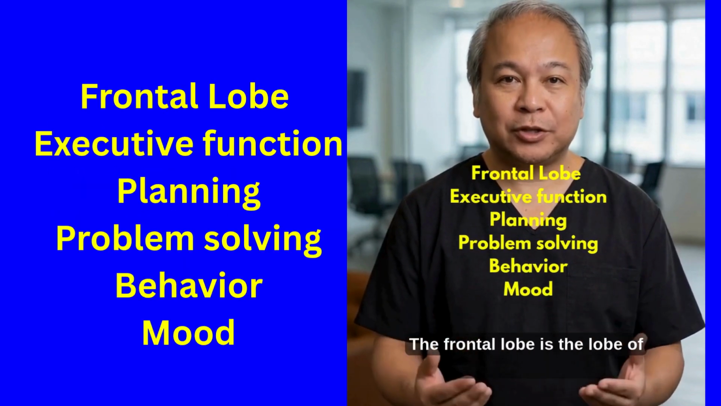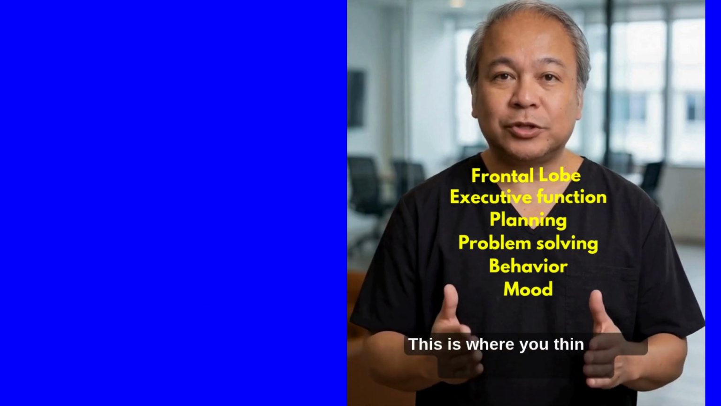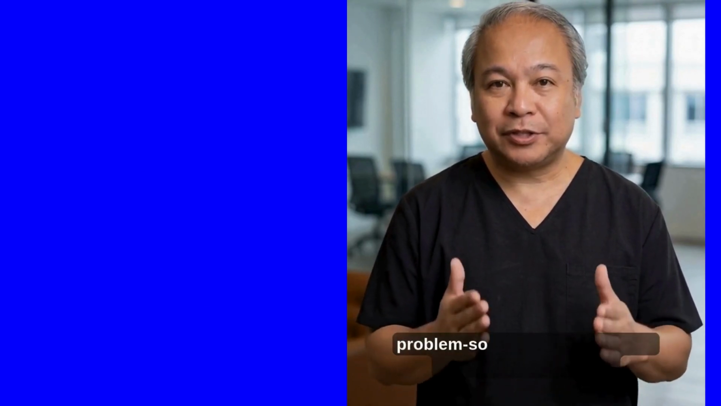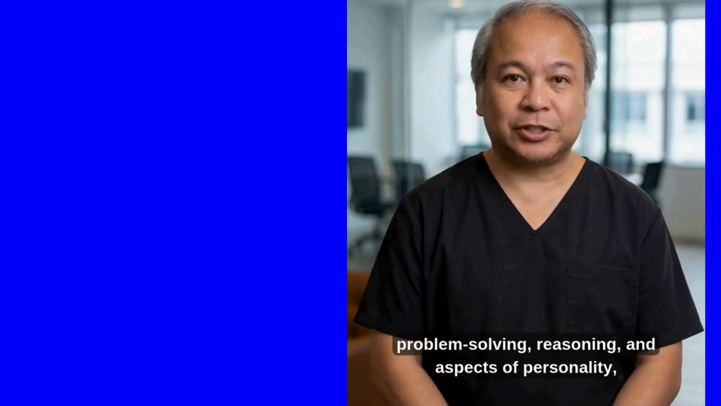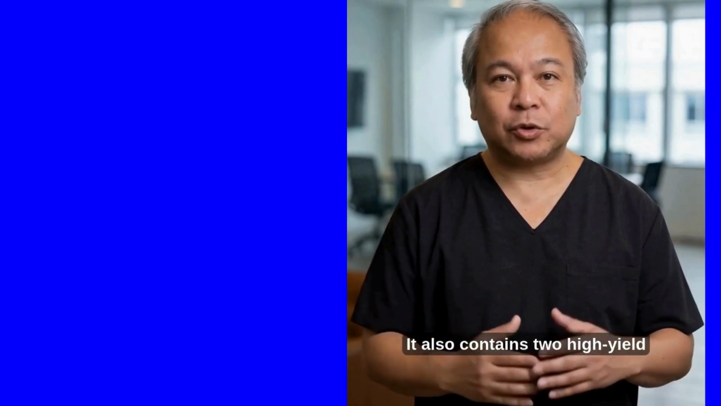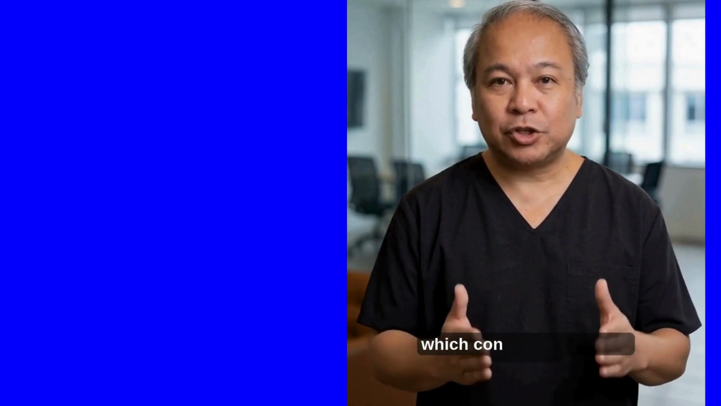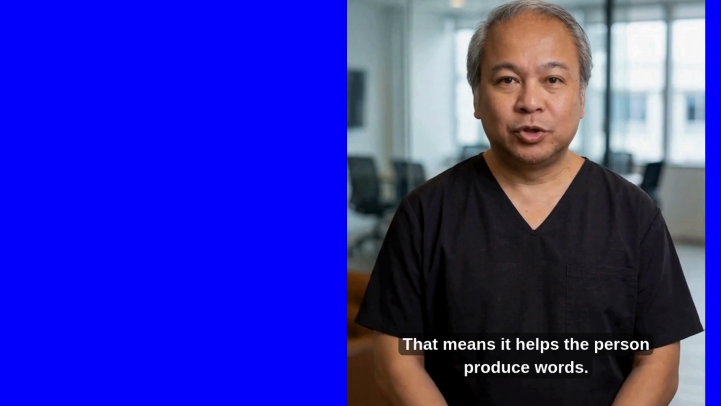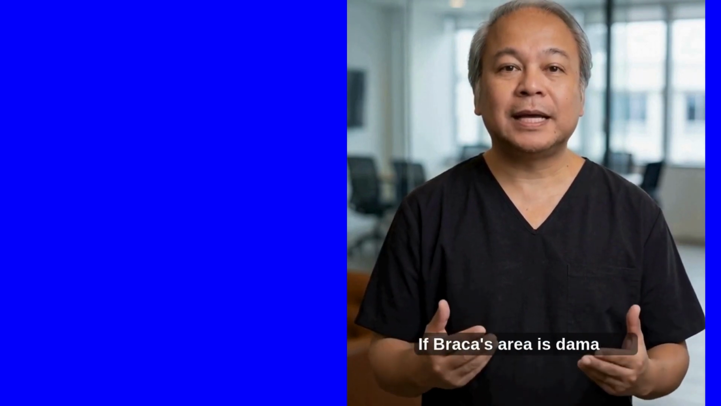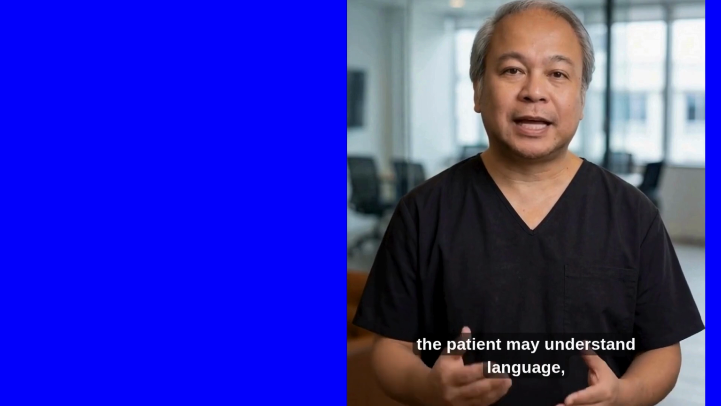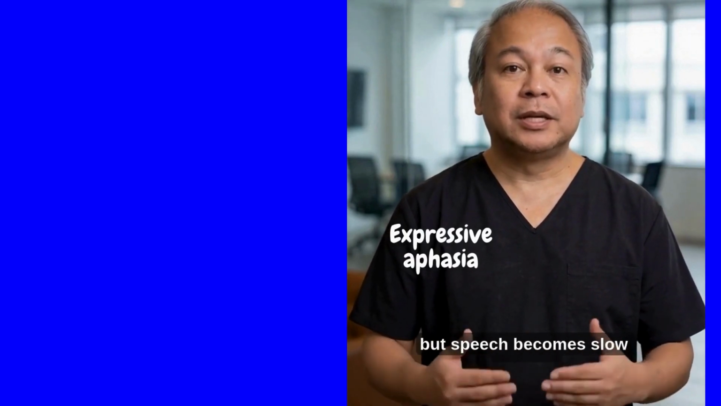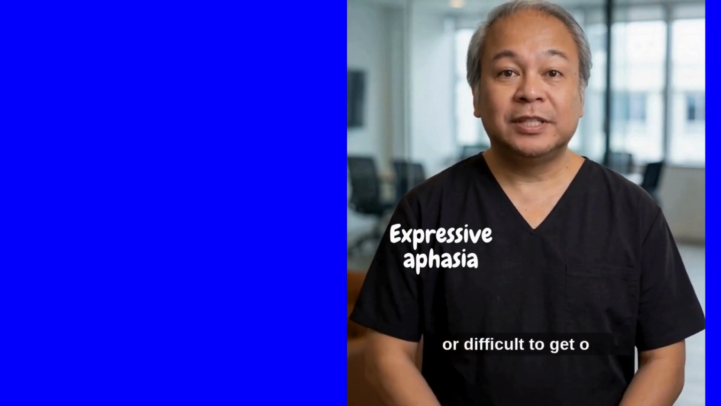The frontal lobe is the lobe of executive function. This is where you think about planning, organizing, problem solving, reasoning, and aspects of personality, behavior, and mood. It also contains two high-yield areas. The first is Broca's area, which controls expressive speech. That means it helps the person produce words. If Broca's area is damaged, the patient may understand language, but speech becomes slow, broken, or difficult to get out.